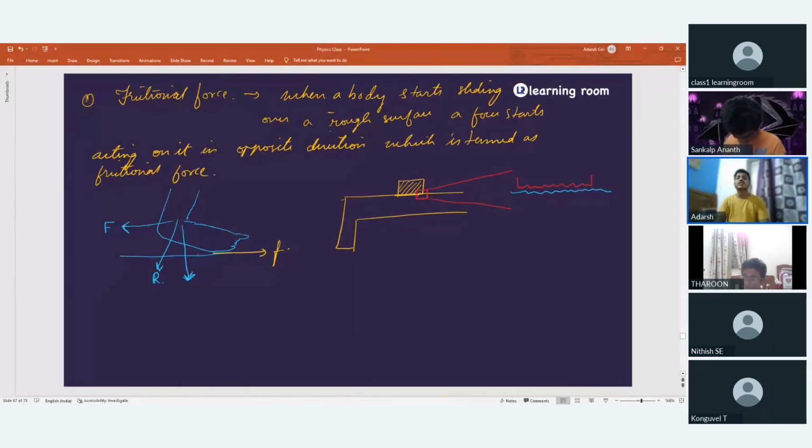Okay, now see here. Sir, does vacuum have friction? No. Vacuum has no air, nothing. Sir, but we always hear that friction is never zero.